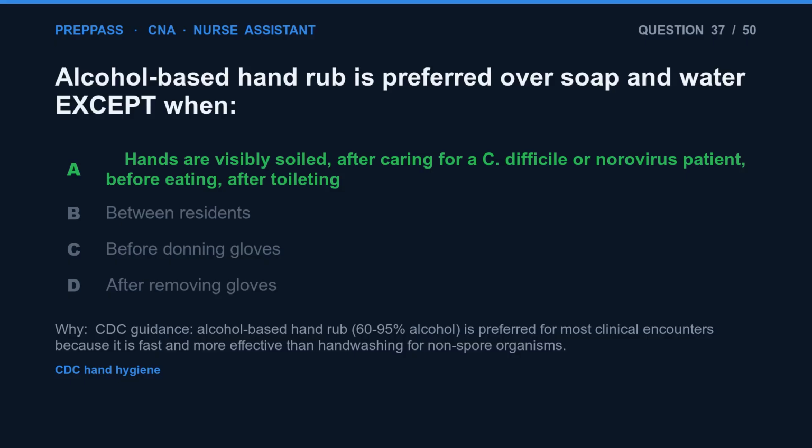The correct answer is A. CDC guidance: alcohol-based hand rub, 60 to 95% alcohol, is preferred for most clinical encounters because it is fast and more effective than hand washing for non-spore organisms.